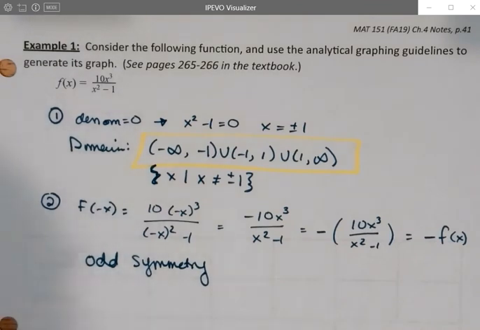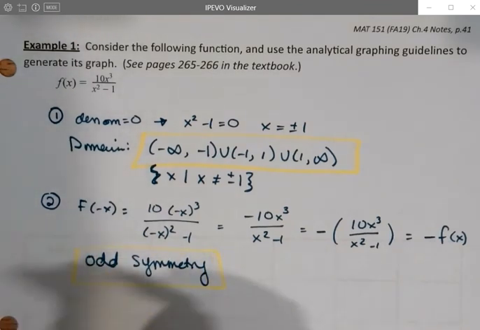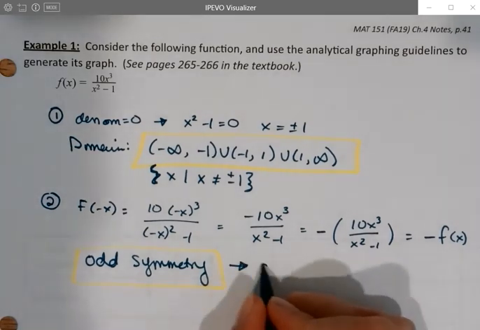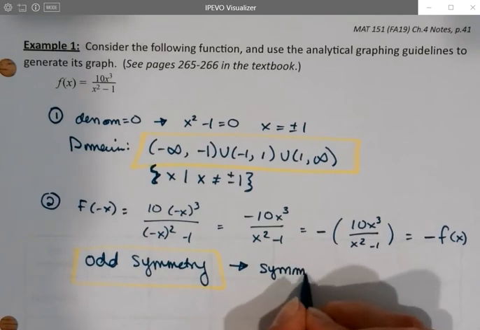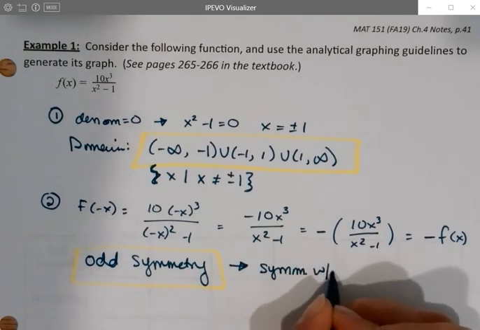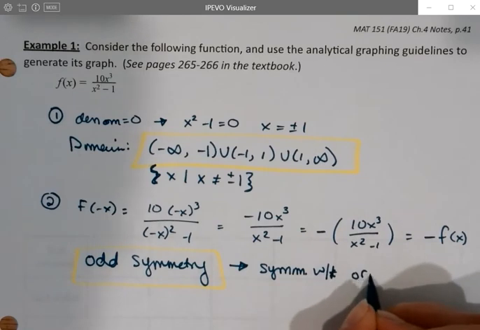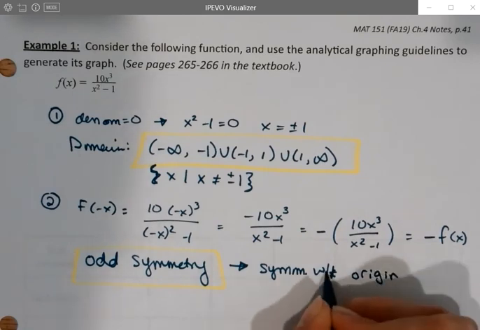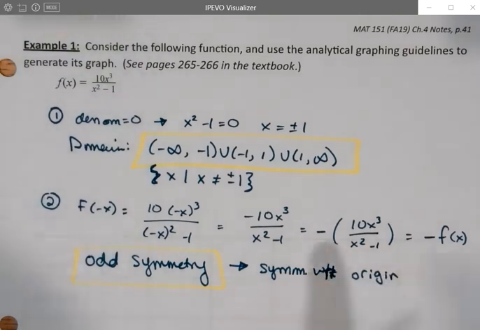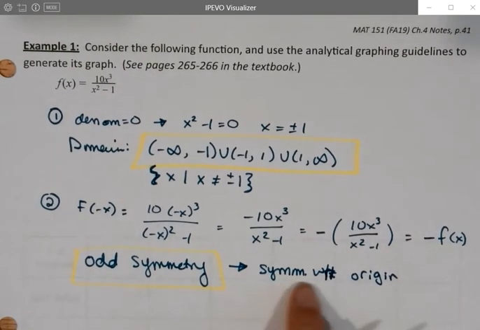Okay, and when I have that odd symmetry, that means that I should visually, at least on the graph, see that I'm symmetric across the origin. Symmetric with respect to, I was putting just with there at first, so a little blurry there, but WRT for with respect to. So symmetric with respect to the origin. So even functions are symmetric with respect to the y-axis, and odd functions are symmetric with respect to the origin.